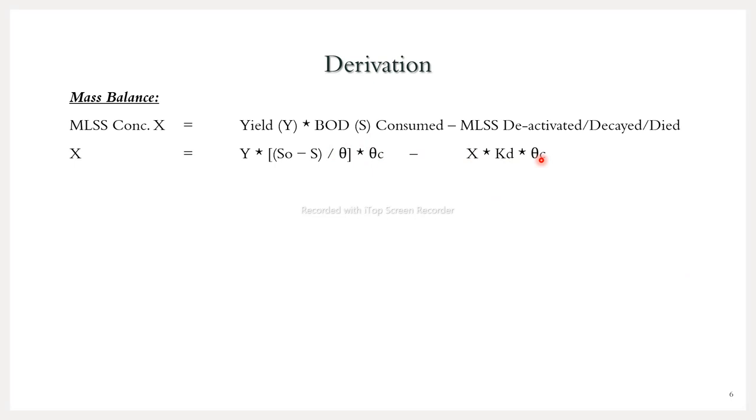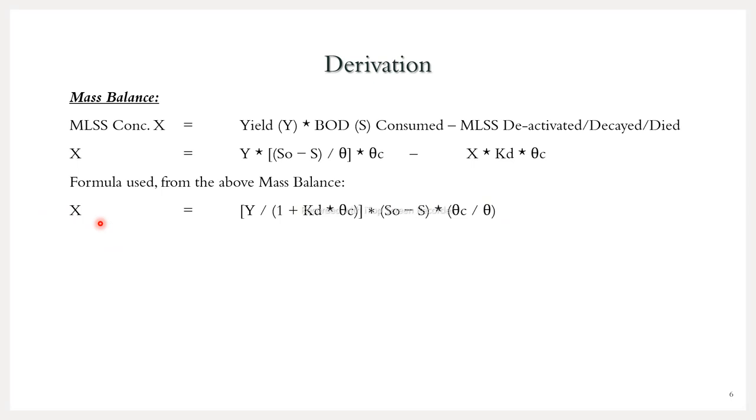Kd is the coefficient which indicates the amount of the biomass that got decayed or deactivated or died, whatever, and theta c is the time scale for the cells. So this is the total BOD consumed, the effective BOD consumed in terms of the yield, minus the MLSS that died. If you subtract this from this, you will get the MLSS that is present. This formula we discussed two classes back. This mass balance equation will be used. If you just simplify it further, it will be something like this for the X that is currently present.